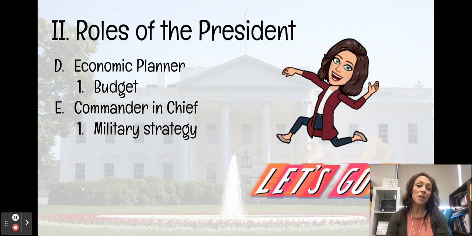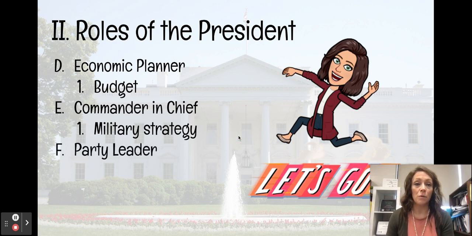The president is also the commander in chief, and you have heard this phrase many times before, I'm sure. And as commander in chief, the president is responsible for directing military policy. We know that the president is in charge of the military, so it makes sense that they would also be able to direct military policy and make those decisions.